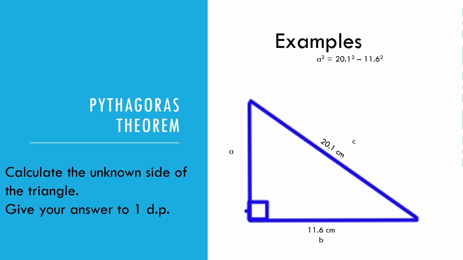A square equals 404.01 minus 134.56. A square equals 269.45. A equals square root of 269.45. A equals 16.4 centimeters to one decimal place.